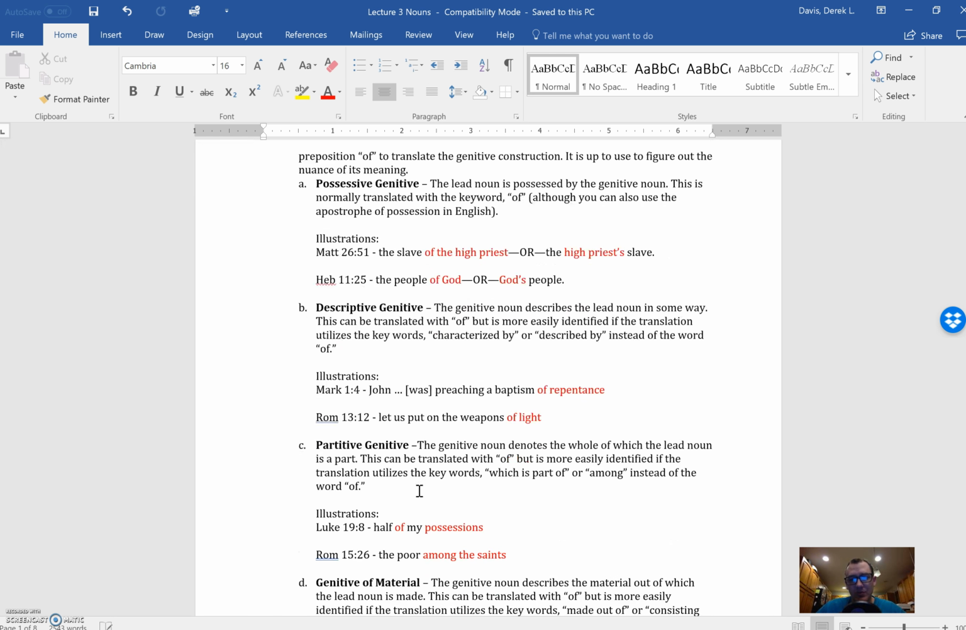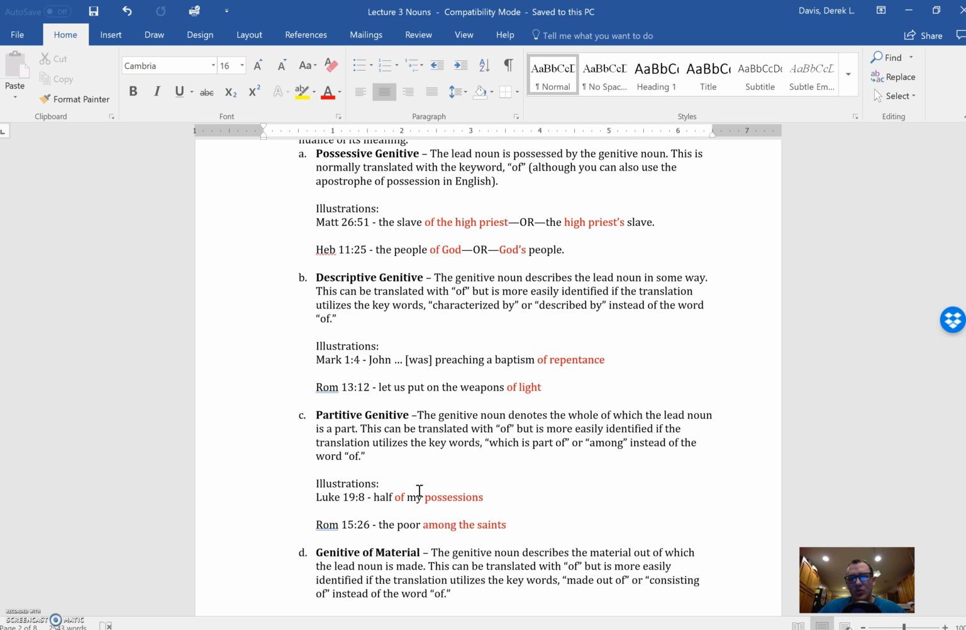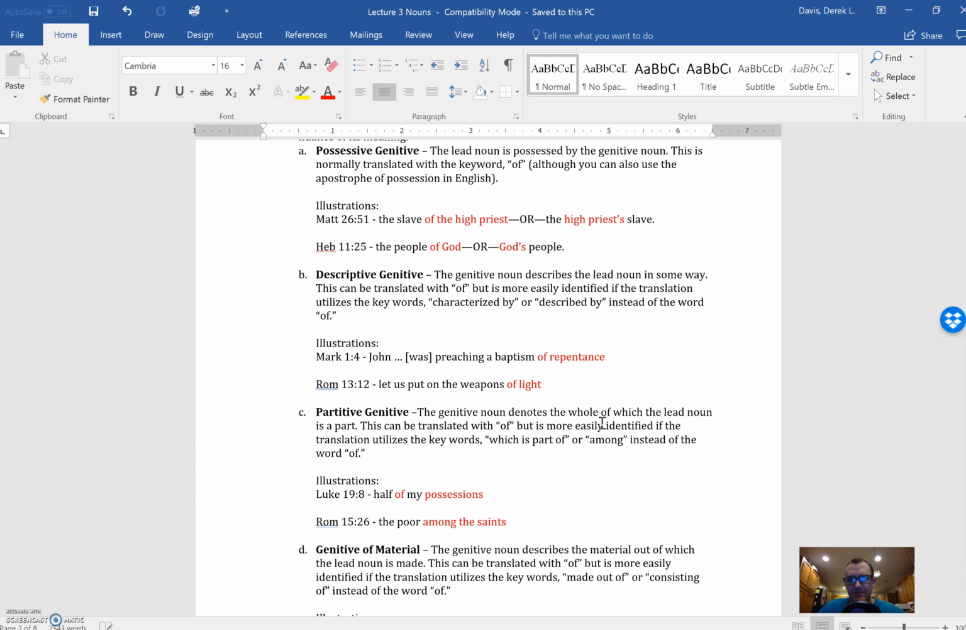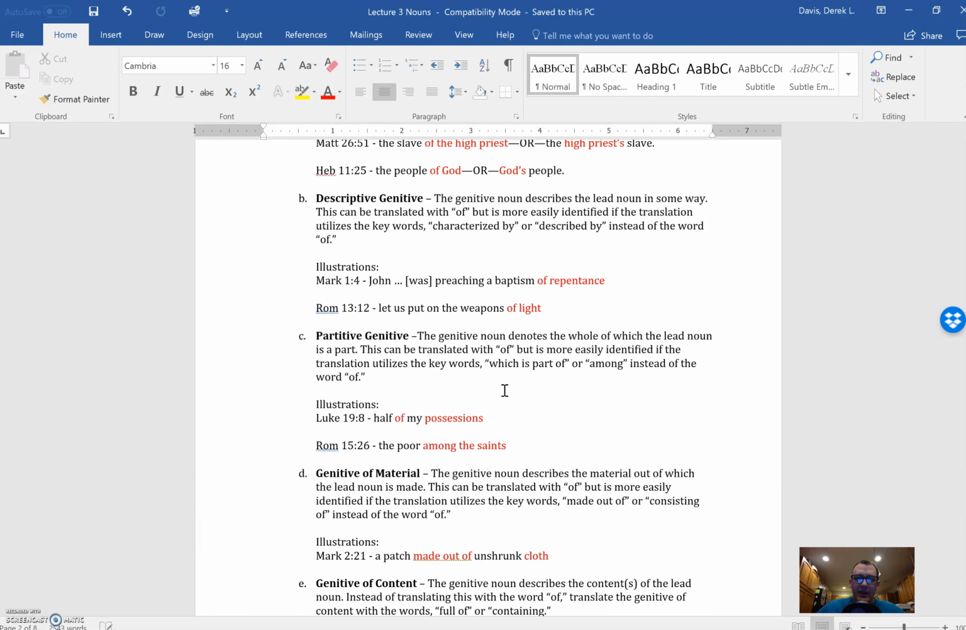So, for instance, the descriptive genitive. When someone says, "John was preaching a baptism of repentance," that doesn't mean that it's a baptism that belongs to repentance, but rather it's a baptism that's described by repentance, or characterized by. You'll notice that I give you here in the lecture a few words that you can replace the word "of" with to see if they work, and that's how you'll determine what you think it's functioning as in the sentence. Okay, the other example I give here, "let us put on weapons of light." These aren't light's weapons, they are weapons that are characterized by light.